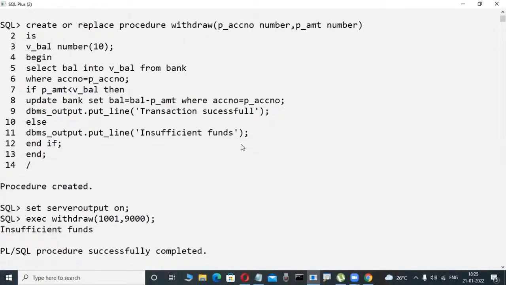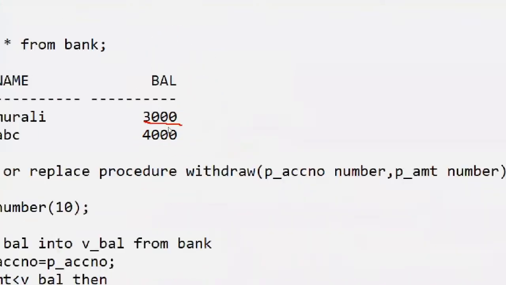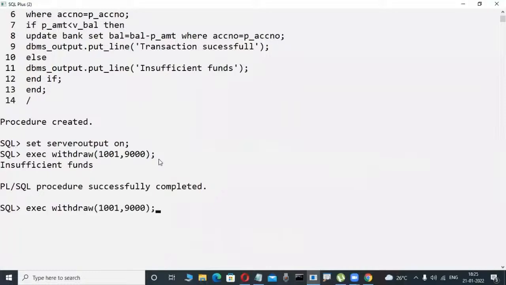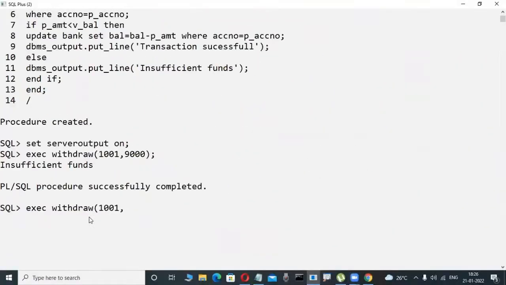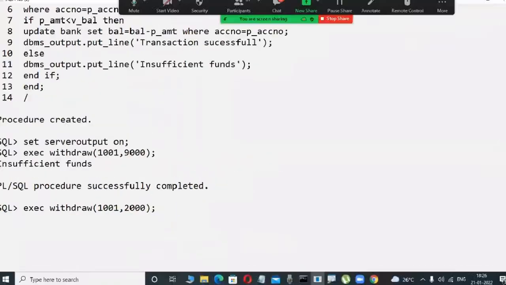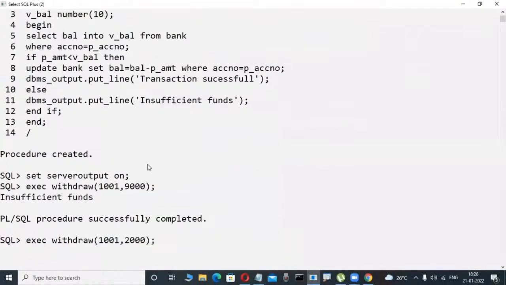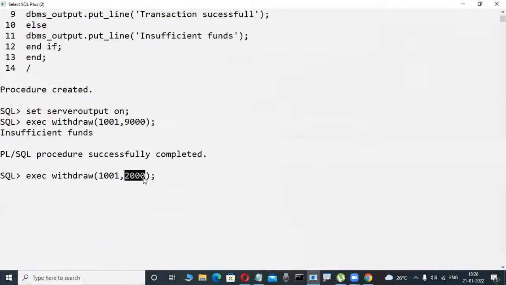For example, in this case, my balance is 3,000. Now I try to withdraw 2,000 rupees. Observe here, 1001 is my account number. I try to execute the withdraw procedure again. Now I try to withdraw 2,000 rupees. Is it possible? Possible. Why? Because my balance is 3,000, and I am trying to withdraw only 2,000.